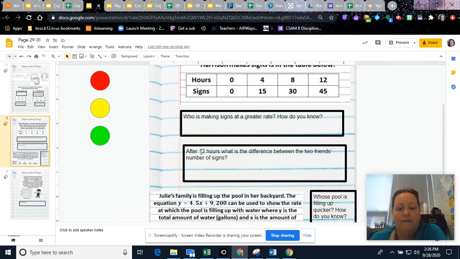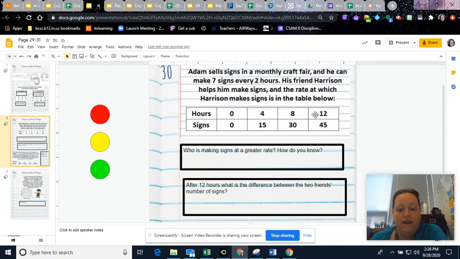And then think about what it would look like for them for 12 hours. So you know that Harrison's 12-hour information is that he makes 45 signs. So think about what you know is slope and find out what Adam's is. And then if it wants the difference, that means you'll subtract.